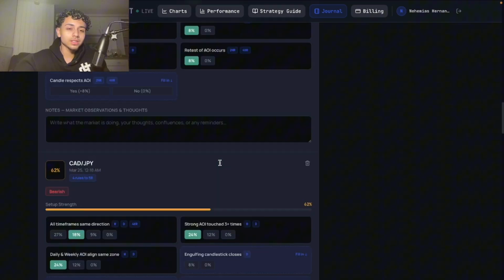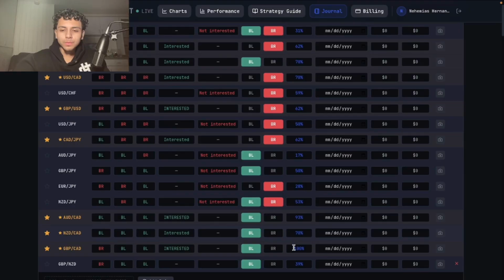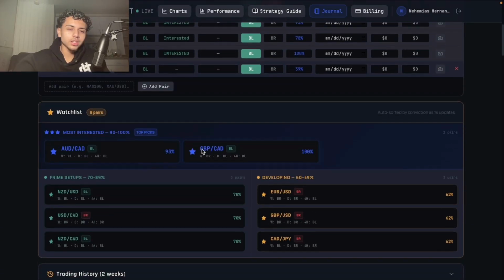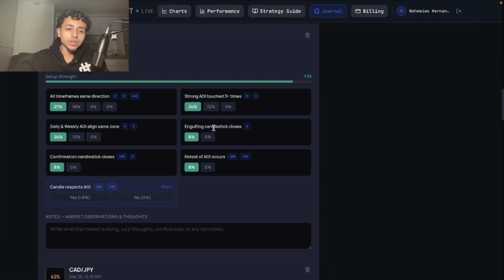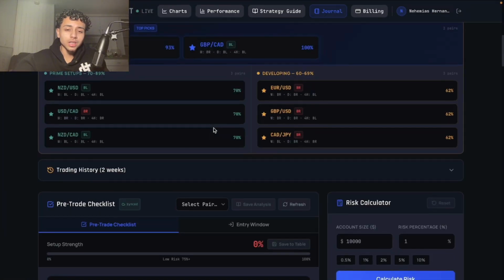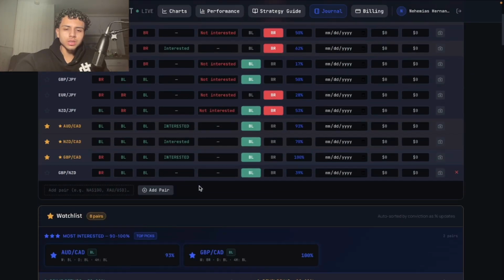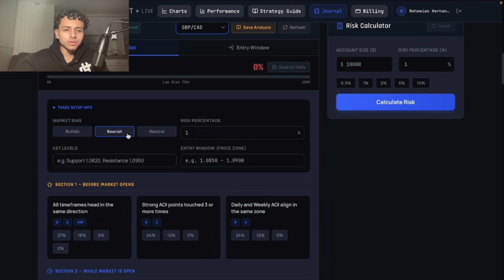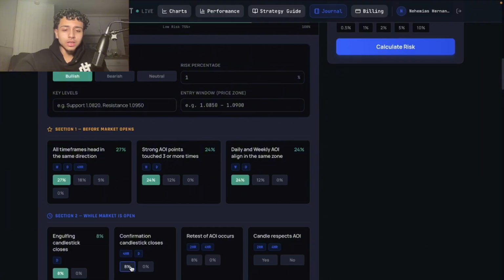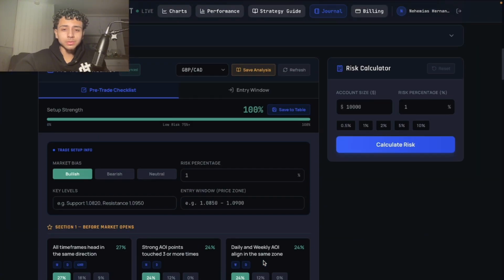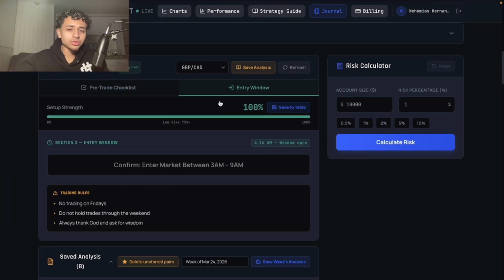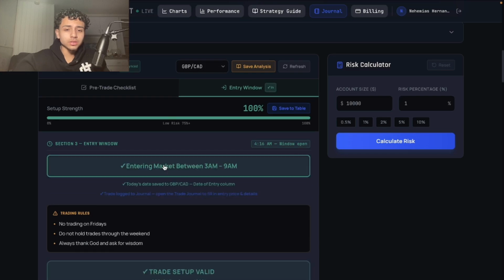So once I save that to the table, we come all the way here, and we are looking for our 100% GBP CAD pair. We see that this one is over here. So now that we are inside of the market, we could put GBP CAD. We said that it was bullish, and all time frames are heading up. Since all time frames are heading up and everything has been done, it's at 100% market. We come to the entry window and we put enter the market.